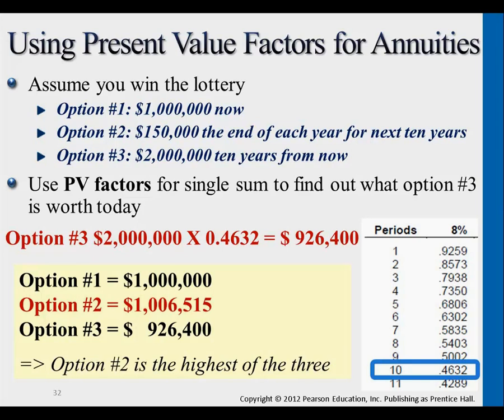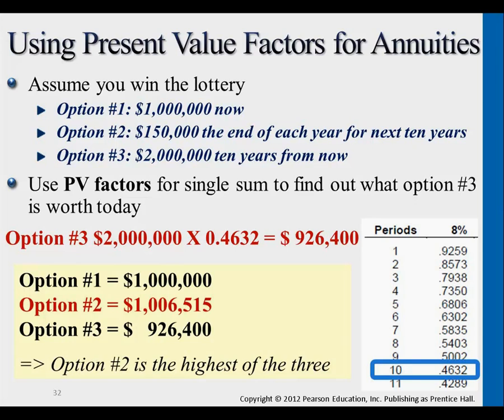I'm sorry, the interest rate is they're taking away from the total amount? Interest rate is 8%, right? Yeah. Option 2, you did it as an annuity portion.